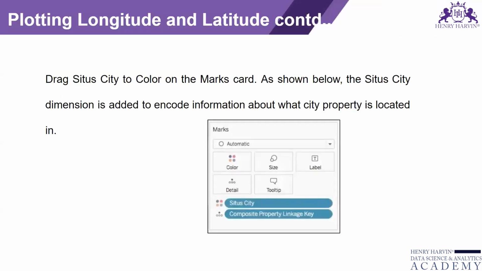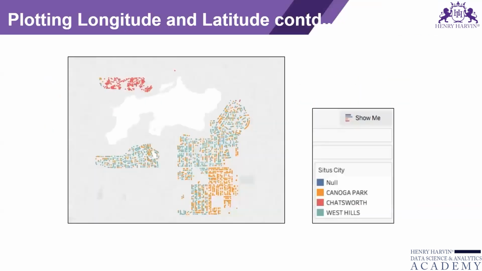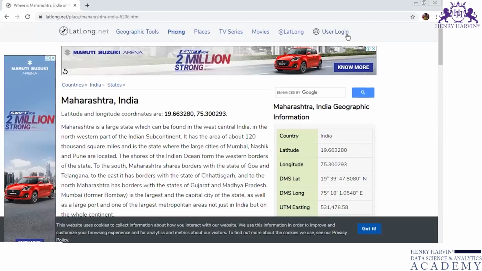So this is another way to visualize, depending on your data set, the visualization you can generate. Over here in my web browser, I have found the latitude and longitude values of Maharashtra state in India, and I'm going to copy these values and place them in the dialog box within my Tableau workbook. The latitude is around 19.66 and the longitude is around 75.30.